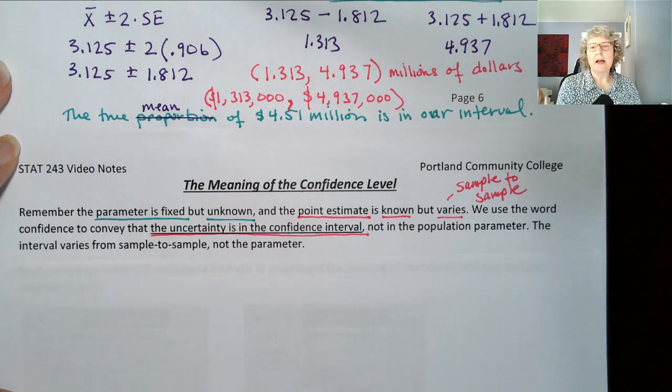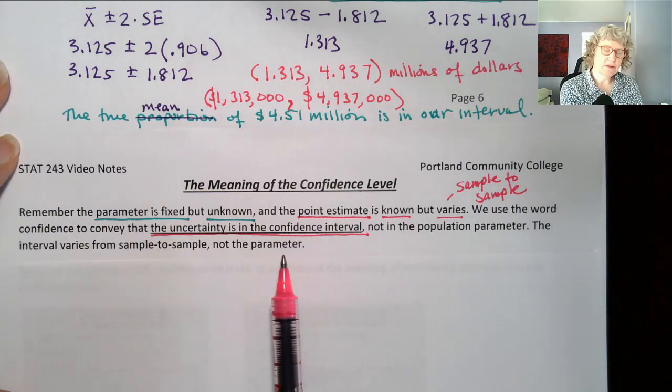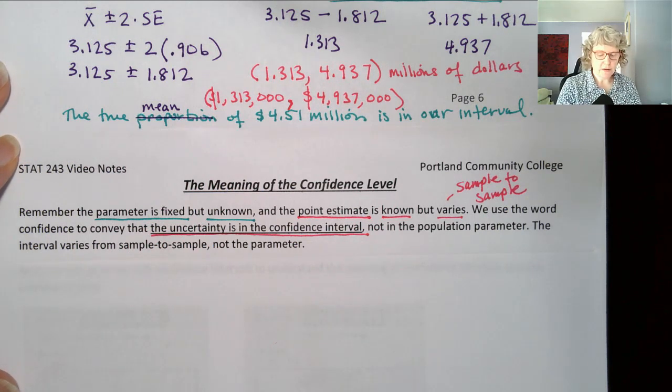If we said something like there's a 95% chance that the true parameter will be in the interval, that sounds like the parameter's moving around and the interval is fixed. But that's not what's really happening. The parameter is what it is. We just don't know what it is usually. And the interval is varying. So let me show you that.